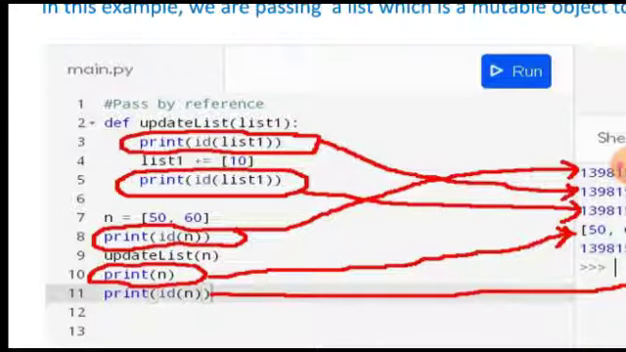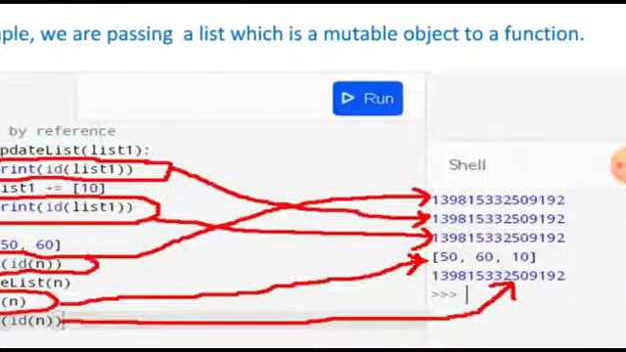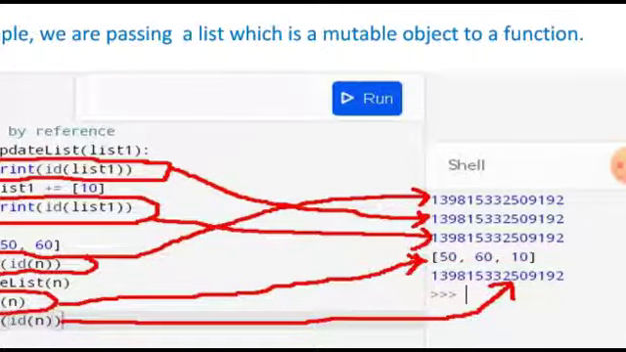We have created a list, assigned to the variable n. The variable n is holding the list object, and there are two members in the list, 50 and 60. Then we use the id function to print the id of the list, which is given in the first output shown in the shell. It shows the memory location of n.